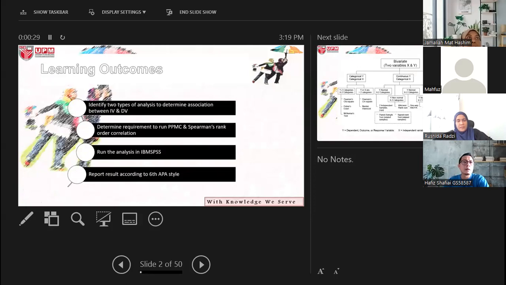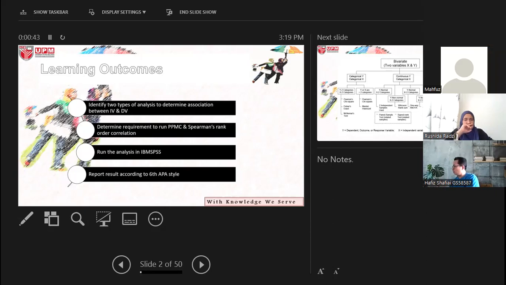At the end of the session, students are able to identify the two types of analysis to determine association between IV and DV, between independent variable and dependent variable. Then you are able to determine the requirements to run the Pearson product moment correlation and Spearman rank order correlation. Basically, there are two types of analysis to determine association between variables, which are the Pearson product moment correlation, or PPMC, and Spearman rank order correlation.